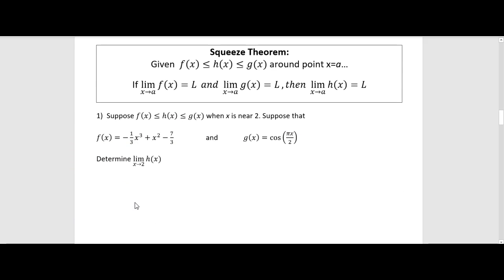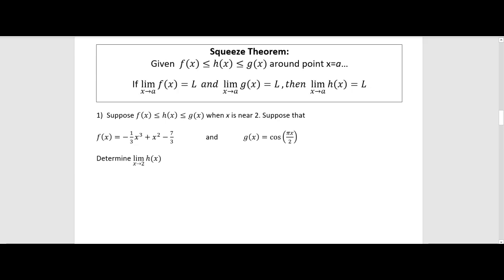All right, so the squeeze theorem. Given f of x is less than or equal to h of x, which is less than or equal to g of x, around the point x equals a, if the limit as x approaches a of f of x is equal to L, and the limit as x approaches a of g of x is equal to L, so again, in this scenario, f of x is our bottom function because h of x is greater than or equal to f of x, and g of x is our top function because h of x is less than or equal to g of x always.